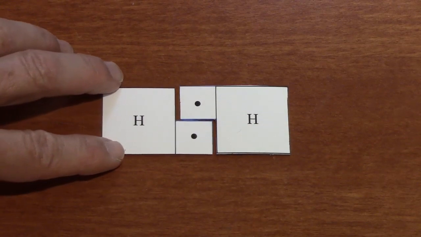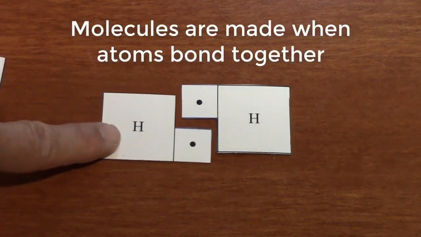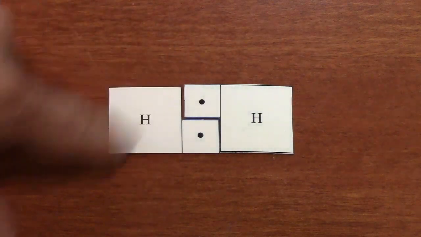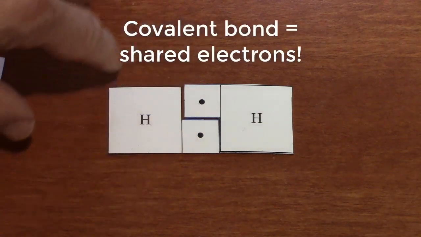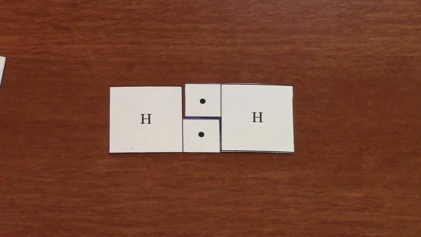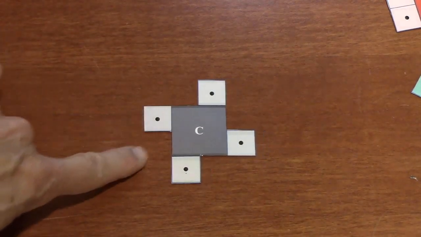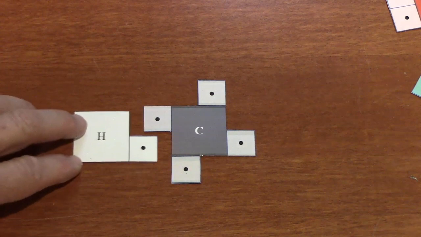This is a molecule. It's a hydrogen atom bonded to another hydrogen atom by sharing a pair of electrons. That's called a covalent bond. It makes a molecule. So H2 is a very simple molecule. The rule for making molecules is that you need to fill all the available bonding spots. So a carbon has 4 available bonding spots.